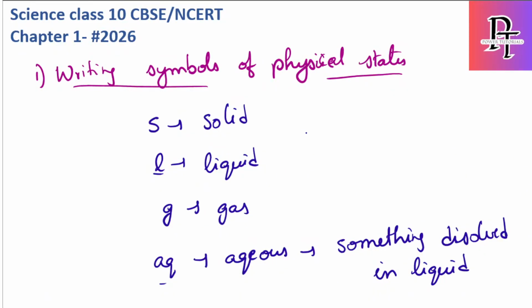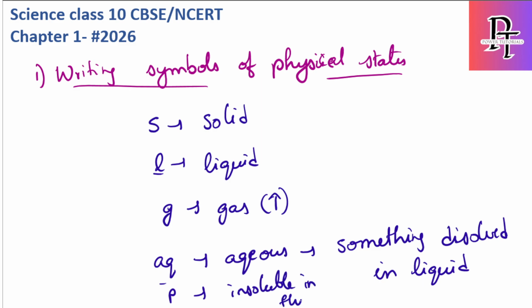For solids there is no need for any representation, and for liquid also no arrow. For gas we have to represent an upward arrow because it is in vaporous state, and we have one more, which is precipitate. We represent it as P. It means insoluble in water, or insoluble in any fluid.